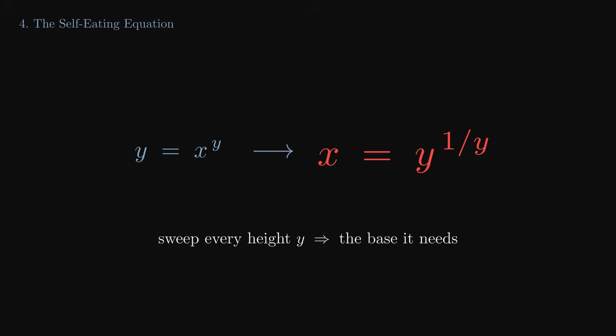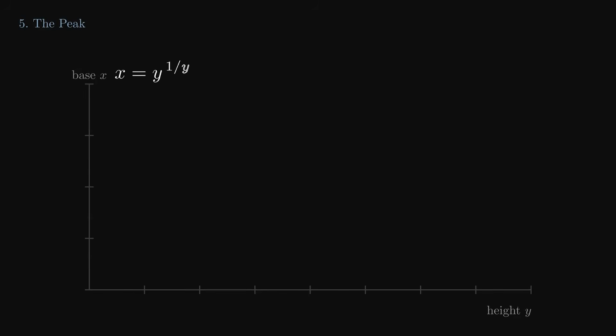So every achievable height y comes from one specific base, and that base is y to the 1 over y. This flipped form is the one that gives up all its secrets, because now we can simply sweep through every possible height and watch which base it demands. Plot that relationship. Height across the bottom, the base it requires up the side, and trace the curve of the base equal to y raised to 1 over y.